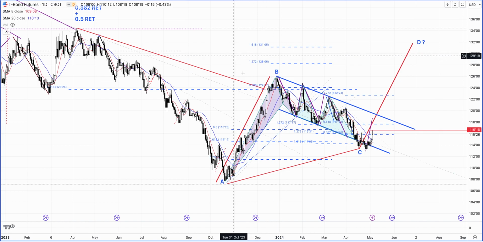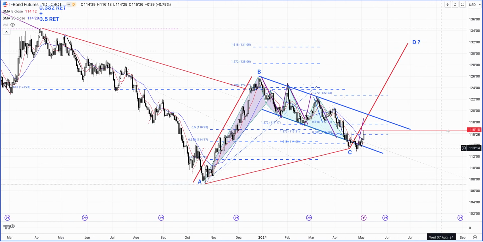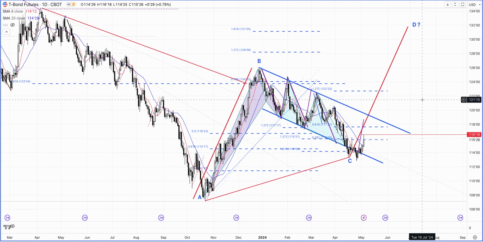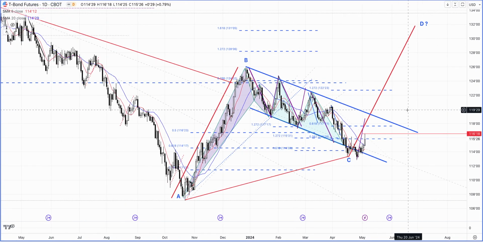But we could still be in a bear market in bonds, so yields eventually begin to rise again. But for now, it looks like we might have a rally attempting to develop here. So we are waiting for further technical confirmation.